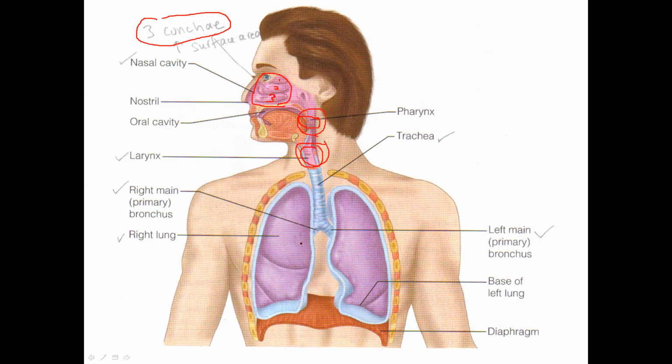All right, we do have a right and left lung. The right lung has 3 lobes, as you can see there, and the left lung only has 2. The heart has been removed, but it would normally be here, and it does displace the left lung a little bit to the left because of heart location.